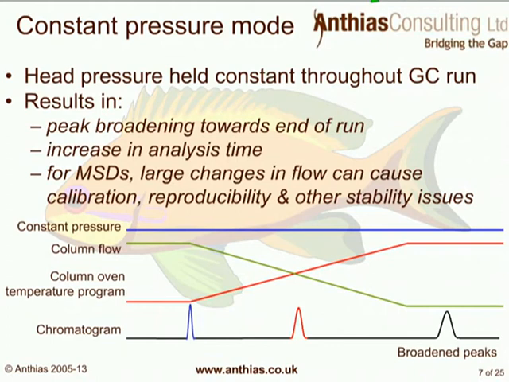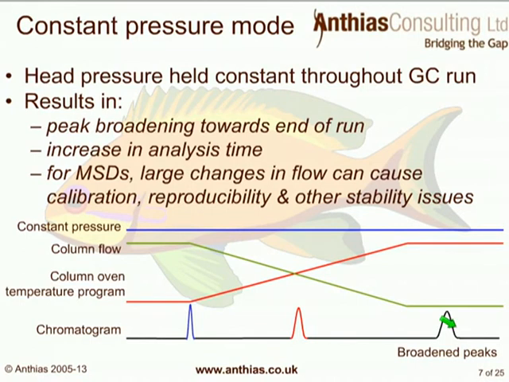And that is because as our temperature in our GC oven increases, the viscosity of the carrier gas decreases. That results in overall reduction in column flow. And that's when we're holding pressure constant. Therefore, as the flow rate reduces through the column, the peaks will take longer and longer to elute, and as they're spending more and more time within the analytical column, they will broaden.